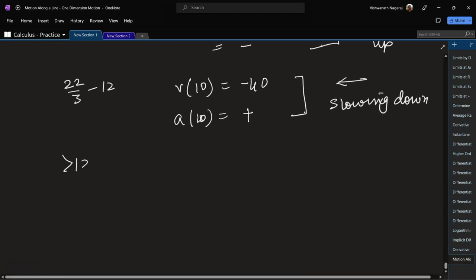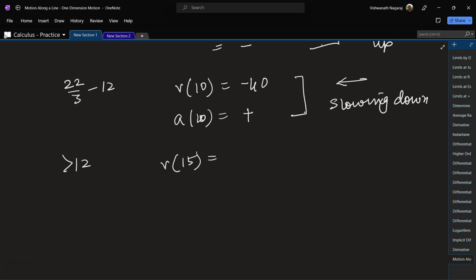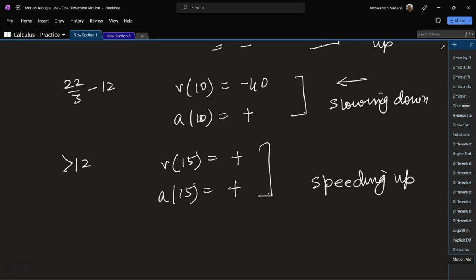Now greater than 12. So let's take V of 15, which would give you a positive value. A of 15 will give you again a positive value. So this will give you that the object is speeding up and it is going to the right.